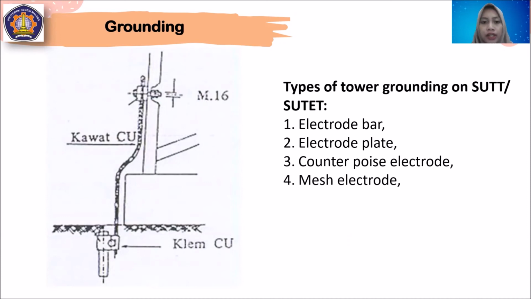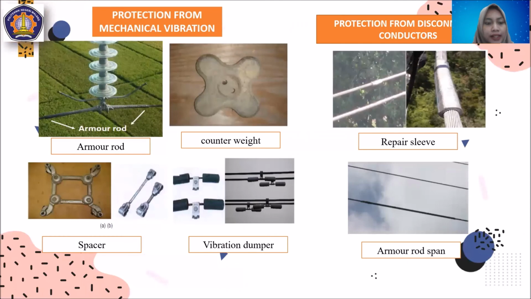The grounding rod is a transmission system earthing equipment that functions to transmit electric current from the SUTT or SUTET tower to the ground, and avoid back flashover on the insulation when the grounding system is hit by a lightning strike. And then protection from mechanical vibration, there are armor rod, counterweight, spacer, and vibration damper. And then protection for disconnected conductor. There are repair sleeve and armor rod span.